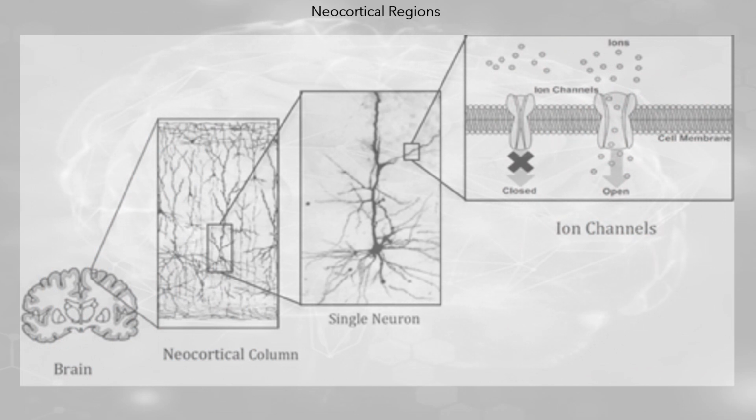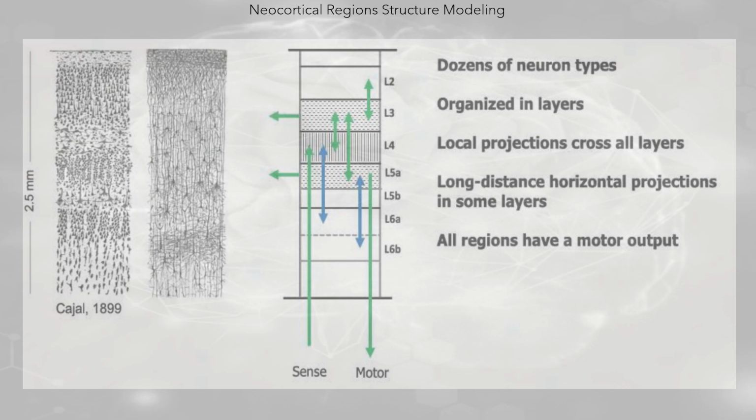The image presents the hierarchical distribution of neurons in the neocortex, joining brain, neocortical columns, simple neurons and ion channels. This is the starting point of the Hawkins model. In summary, the modeling of the structure of neocortical regions is organized into columns and layers. Connections between layers run mostly perpendicular to the surface, suggesting a columnar functional organization. Some layers have long-range lateral connections suggesting interactions between columns. Similar patterns of connectivity exist in all regions, but their exact role remains a mystery. All regions have a motor output.